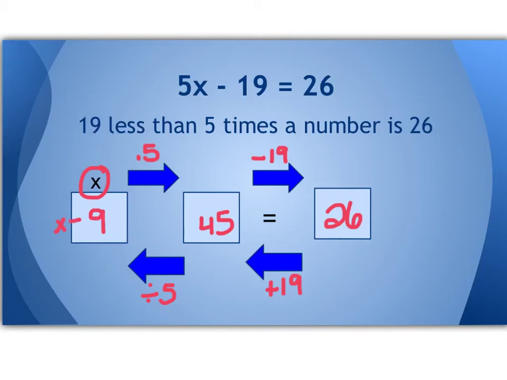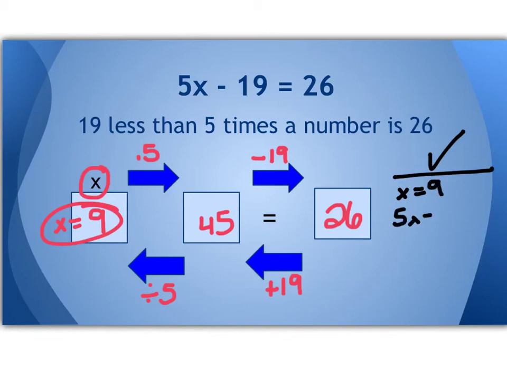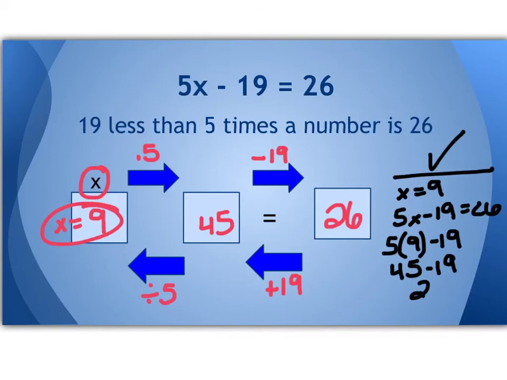So x equals 9. Again, I can check my answer over here. If I know that x equals 9, I can plug it into 5x minus 19 equals 26. So I do 5 times the 9 minus 19. 5 times 9 is 45. Minus 19 gives me 26, which equals the 26 I was supposed to get. So yay, another one done.